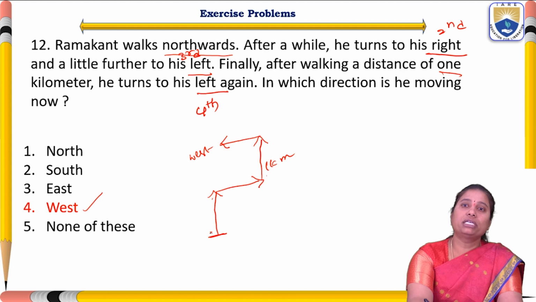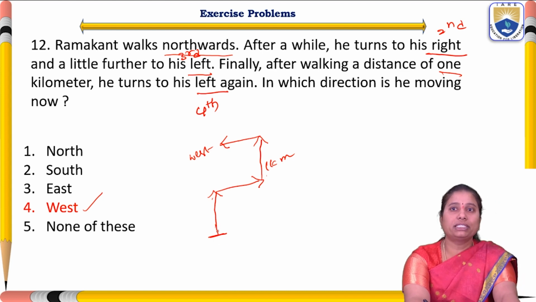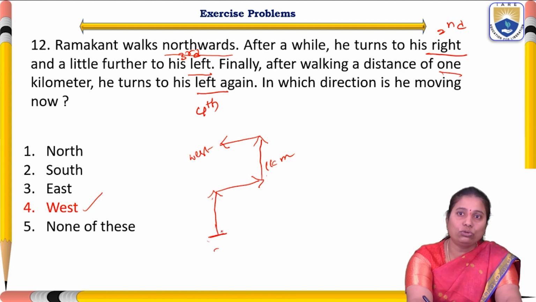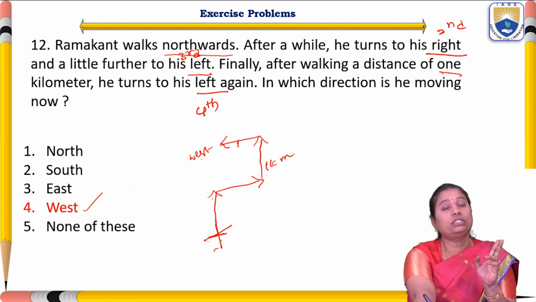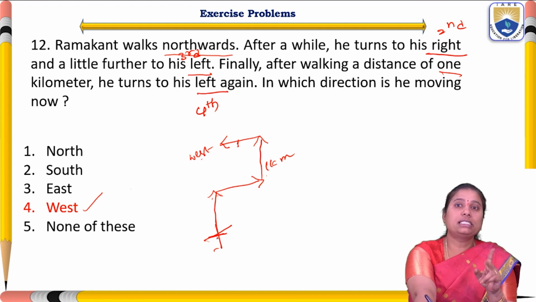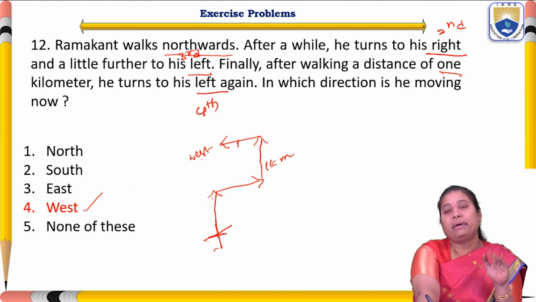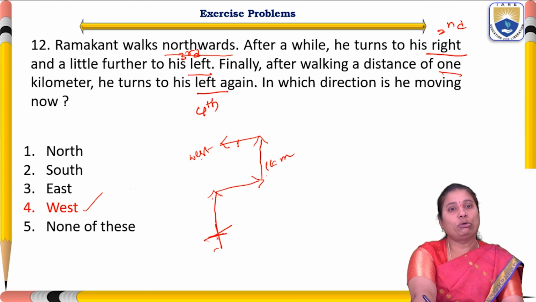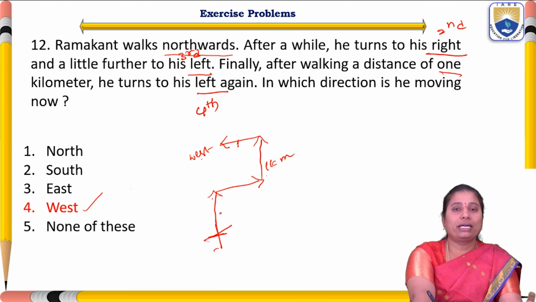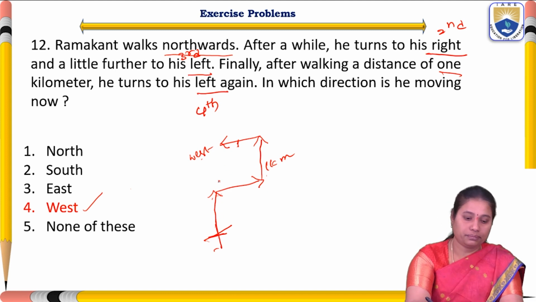But if they ask in which direction he is from the starting point, we can't answer, because we don't know whether he has gone beyond or below the starting point, or whether he stopped here only. What is the distance between all these? We don't know that. So if they ask that question, the answer is data inadequate. But if they ask only in which direction he is moving finally, then we can give the answer without knowing the distance of traveling from one direction to another.